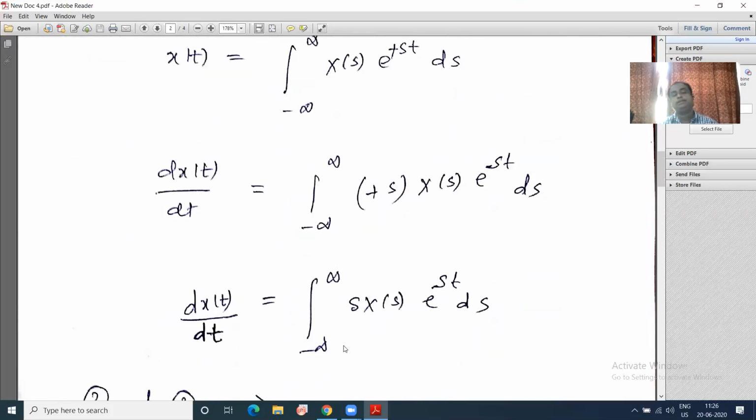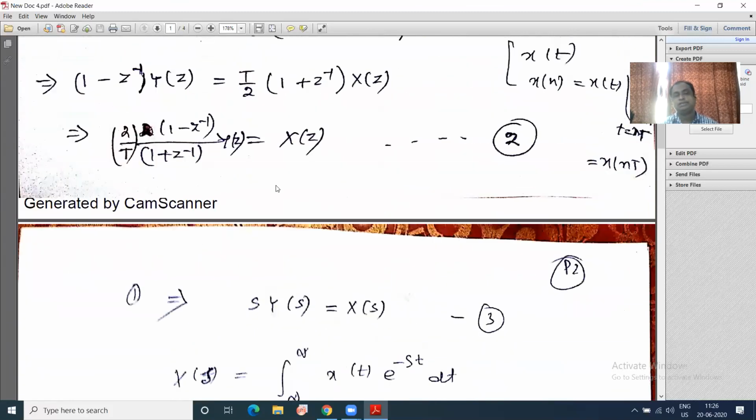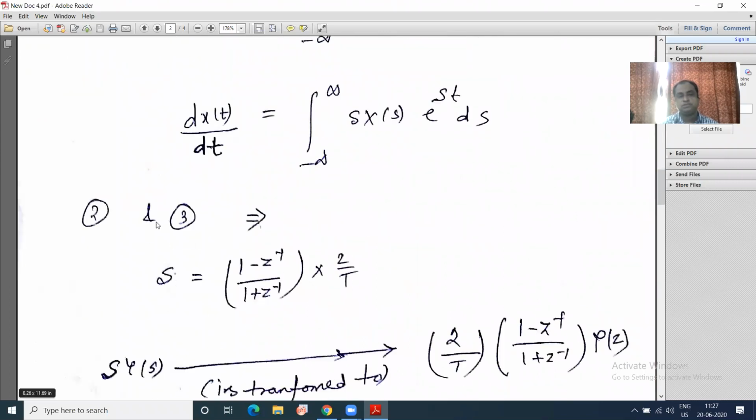Now what can we write if I compare these two, s into y(s) and this? See, this is y(s), this is y(z), x(z), x(s). So this is the transform of input, this is the transform of input, this is the transform of output, this is the transform of output. So s has to be this thing. Therefore, I am writing s equal to this.